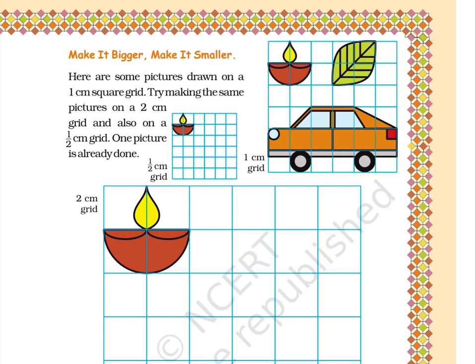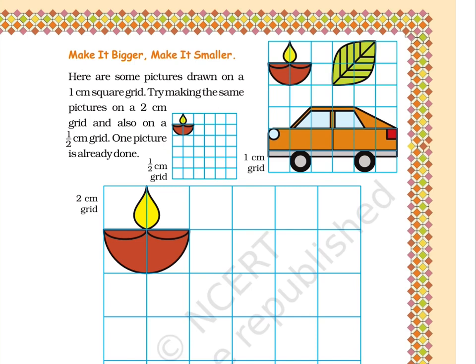Page 119. Make it bigger, make it smaller. Here are some pictures drawn on a 1 centimeter square grid. Try making the same pictures on a 2 centimeter grid and also on a half centimeter grid. 1 picture is already done.